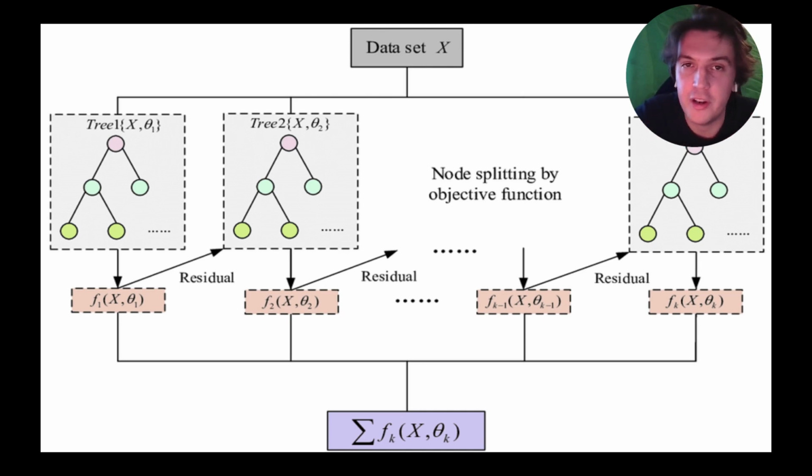This is the alternative to tree bagging models. If you've ever heard of random forest, what a random forest is, is a bunch of trees that you're training in parallel, and you take the average prediction generated by all these trees.